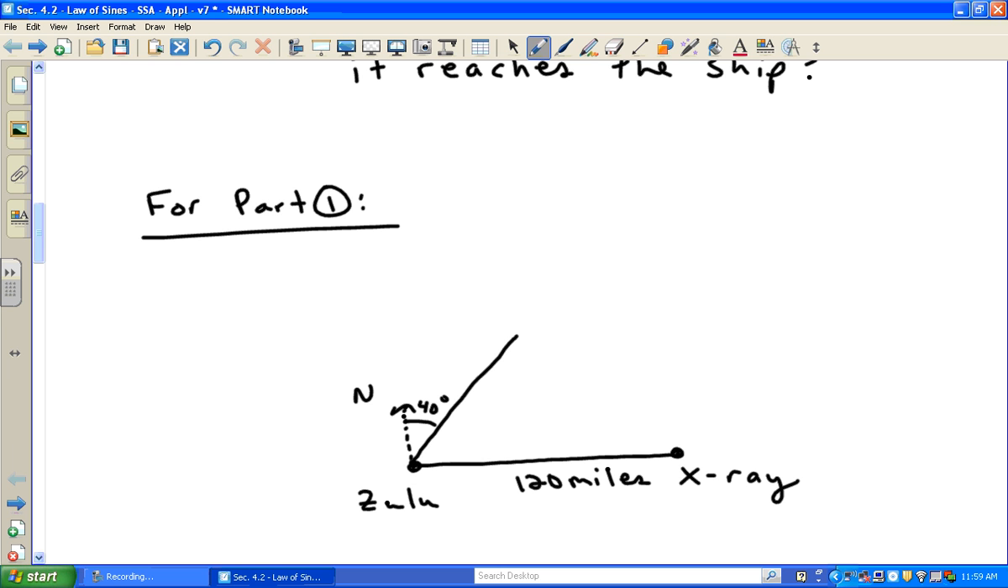Now, from the other station, I'm going to do the same thing. I'll draw a north line from that station. This piece of the question said that the ship was located at a bearing of north 30 degrees west. So there's the north line, and we want to rotate 30 degrees to the west. Wherever these two lines meet up is where the ship is located.